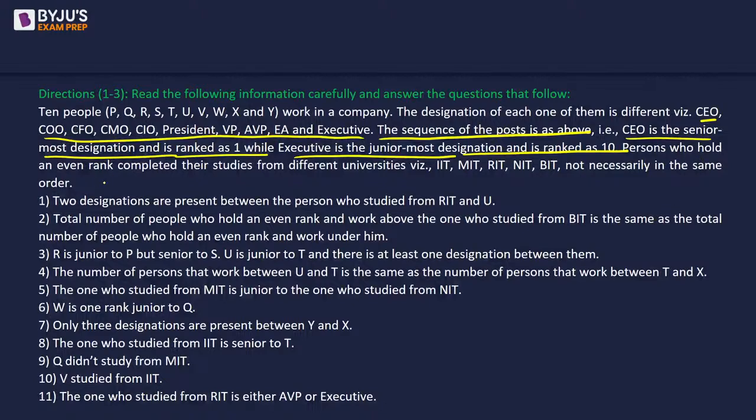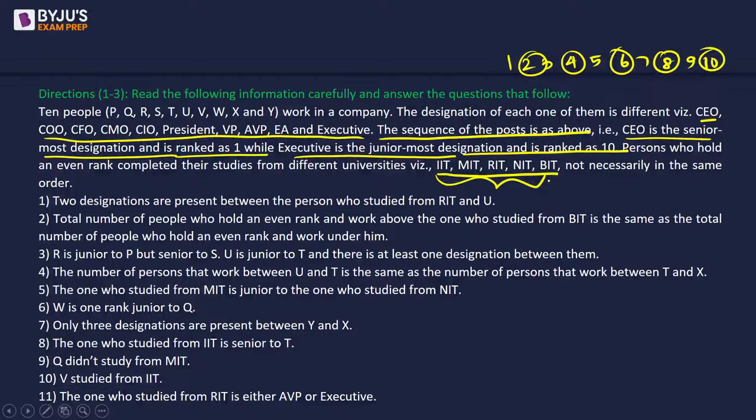Persons who hold an even rank completed their studies from different universities. So these are 5. So 1 to 10 rank, right? The even ranks 2, 4, 6, 8, and 10. These are 5 ranks, and these 5 rank holders studied from these 5 universities. Okay, and what about the remaining 5? Well, let's see if anything else is given about them. No, nothing else is given.